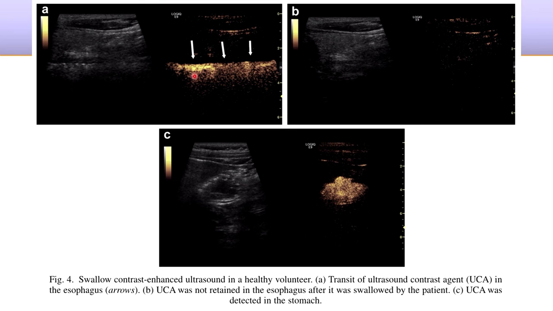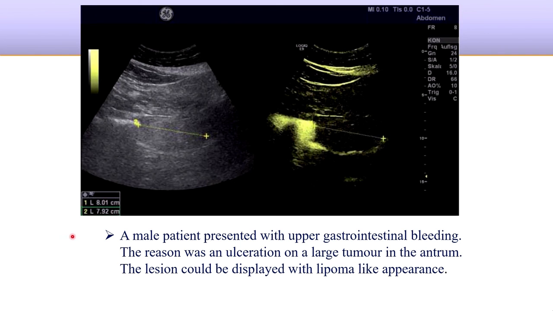After the swallow of contrast agents, we could see nothing in the esophagus, but we can find the contrast agents in the stomach. Therefore, we may find some lesions in the stomach. For example, this patient had a tumor in the stomach.